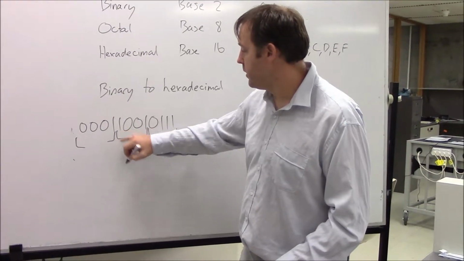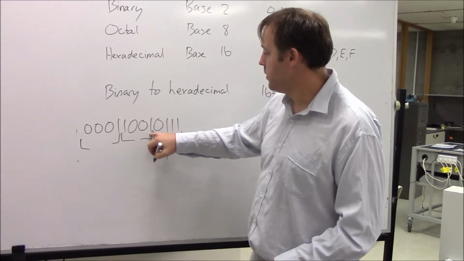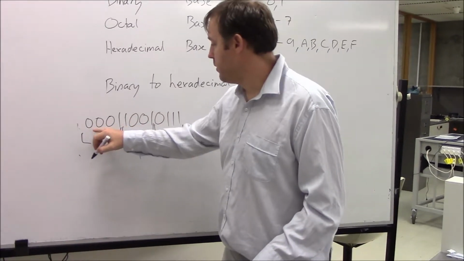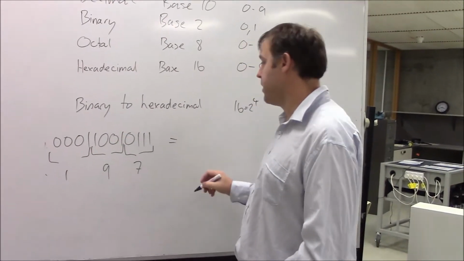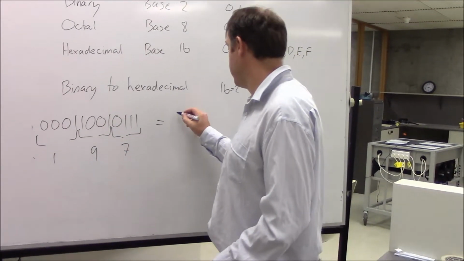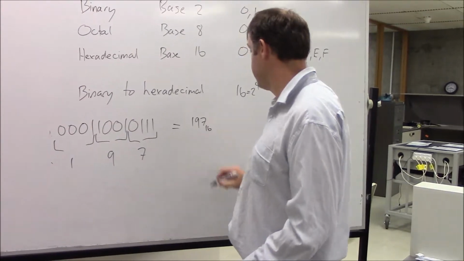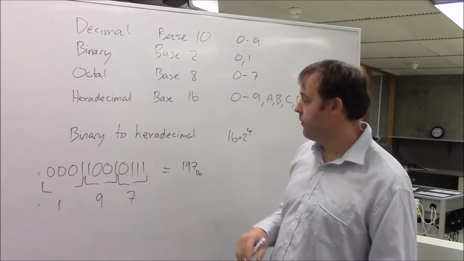So I've got an 8, no 4s, no 2s, and a 1, so it's a 9. 0001, which is a 1. So this number here in hexadecimal is 197, and I can do the exact same thing in reverse.